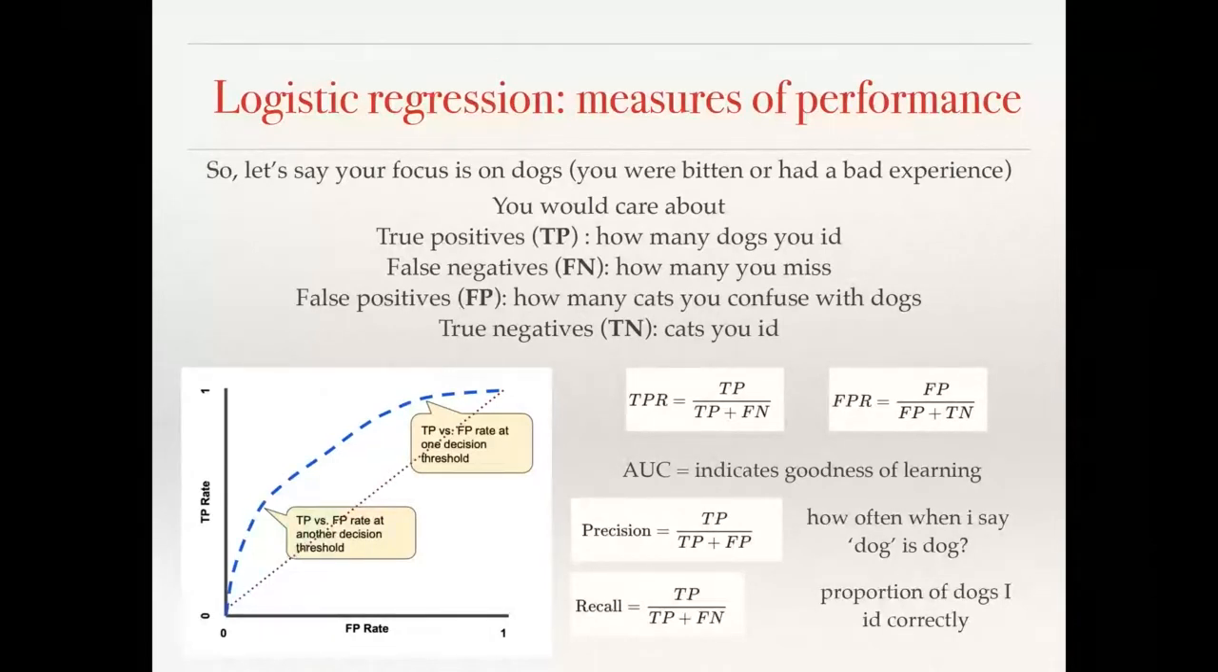But again, sometimes, depending on your problems, you might not care so much about the AUC value, but about other things. For example, you might care a lot about the precision, which is defined in our problem as how often when I say dog, it is really a dog.